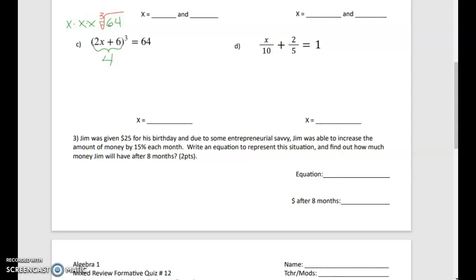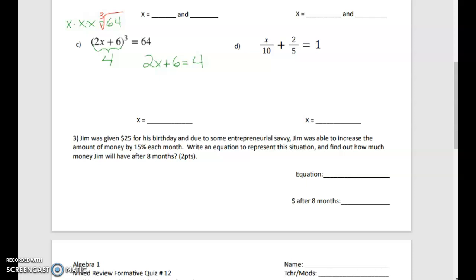Now, cube roots, there is no double option like square roots. It's just positive or negative because there's 3 of them. So because it's a positive 64, it has to be 4. So I'm just going to do 2x plus 6 equals 4 from looking inside, rewriting type of a deal.